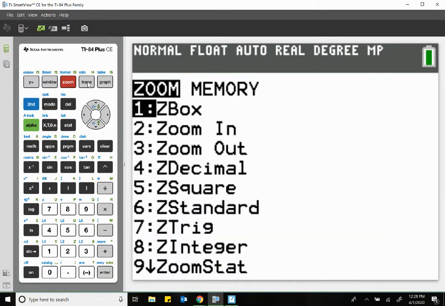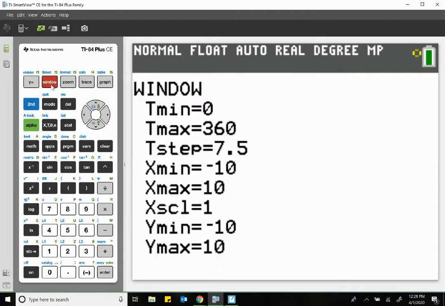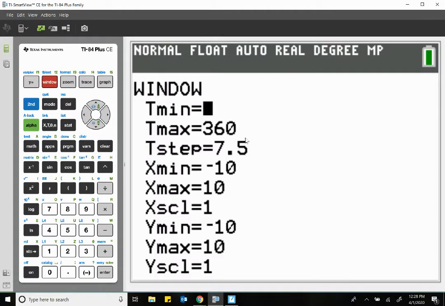Zoom. Scroll down to standard. We need to adjust our window. And it's this step. Why is this step so big? Let me check something real quick. Looking at my other calculator that I have right in front of me, because this was working on that one.